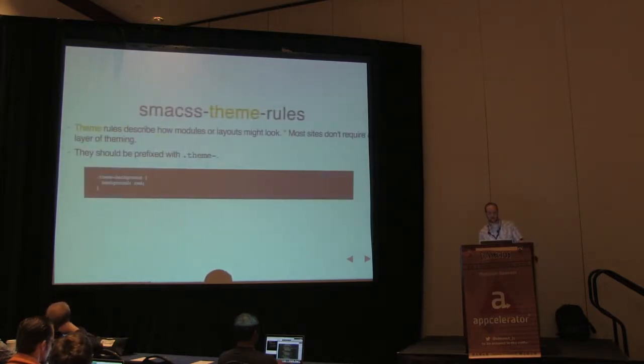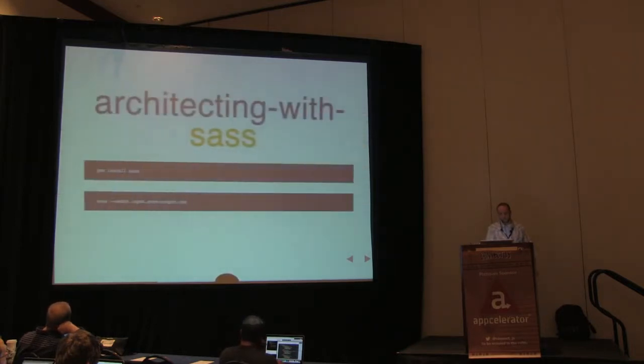And then finally, there are SMACSS theme rules. And themes describe how a module could look. Honestly, I've never actually used these in a site, but an example of this is if you look at when you're customizing your Twitter page, you have 5 or 6 different colors you can choose from, or you can pass in a hex, right? And that applies a new theme to the site. So that's just kind of a look at some organizational patterns.